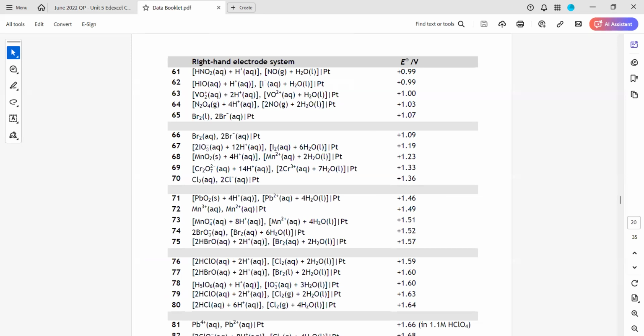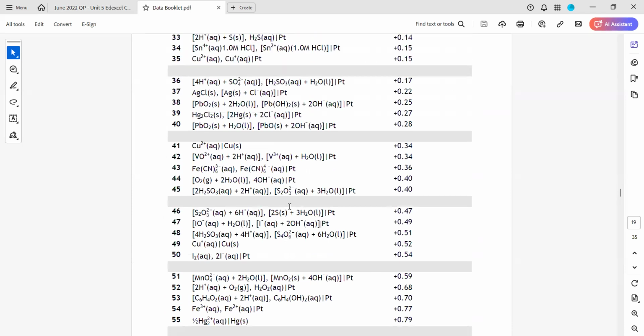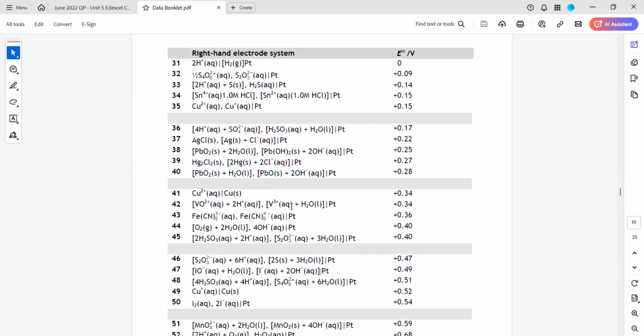Now, what we have to do is find the final oxidation number. And what are the reactants here? The thiosulfate and vanadium(V). So thiosulfate, where is thiosulfate? Here is thiosulfate. The electrode potential is 0.09. And vanadium(V), vanadium has different oxidation numbers.